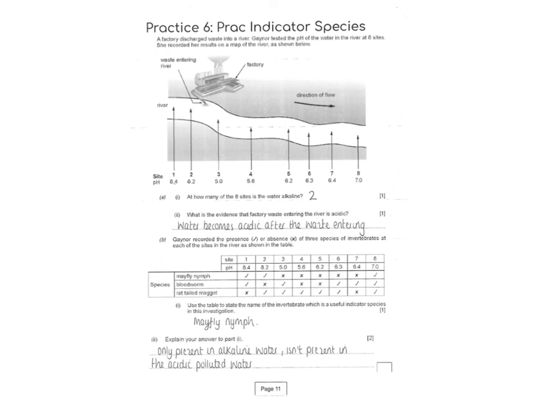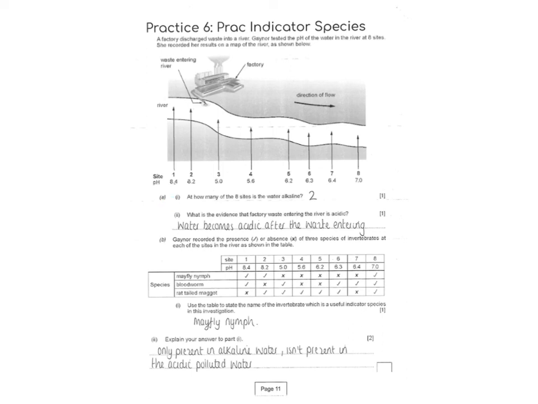Number 6, practical indicator species. So again, looking at indicator species. A factory discharges waste into a river. Gainer tested the pH of the water in the river at 8 sites. She recorded her results on the map of the river as shown below. How many of the sites is the water alkaline?